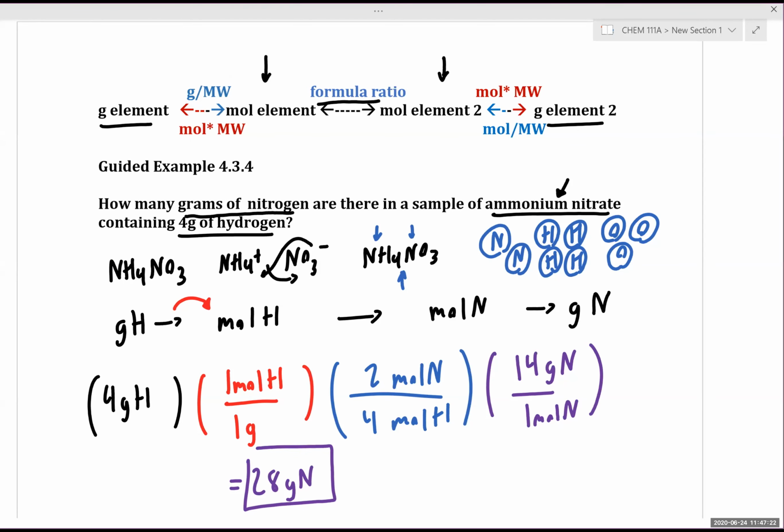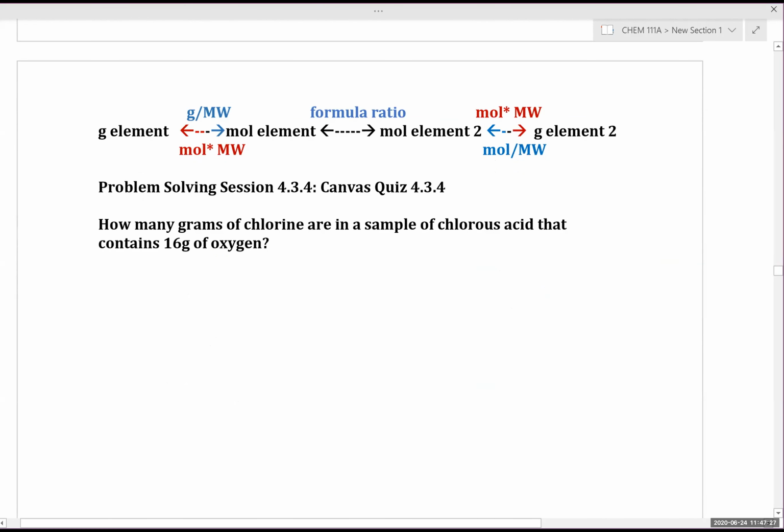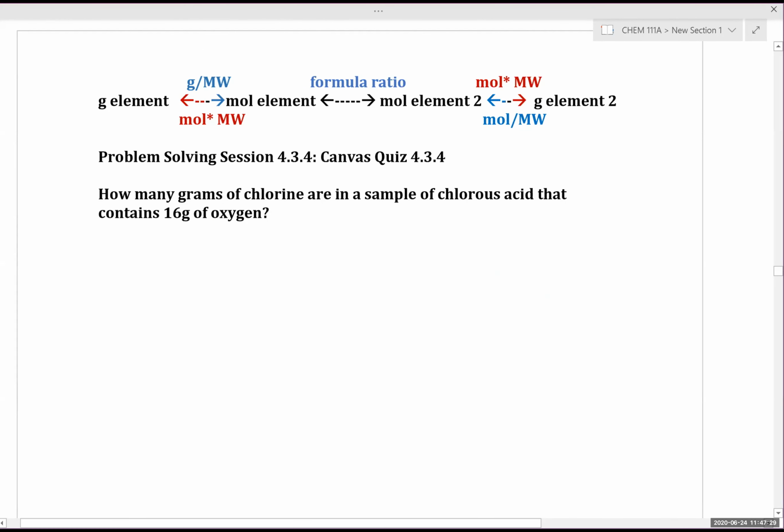So to apply what we've learned, let's work on our final example for today, which is Canvas Quiz 4.3.4. And let's try to solve the following problem together, and we'll spend about 4 minutes on it. Let's try to figure out how many grams of chlorine are in a sample of chlorous acid that has 16 grams of oxygen. So you're going to need to get the formula all set for this compound.